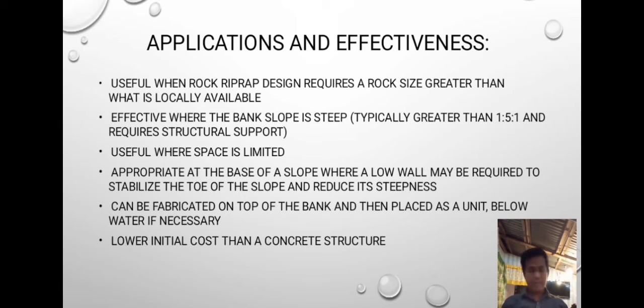Number 5, located on the top of the bank and then placed as a unit, the initial cost is higher than a concrete structure. Lastly, the concrete structure is to tolerate light foundation movement.